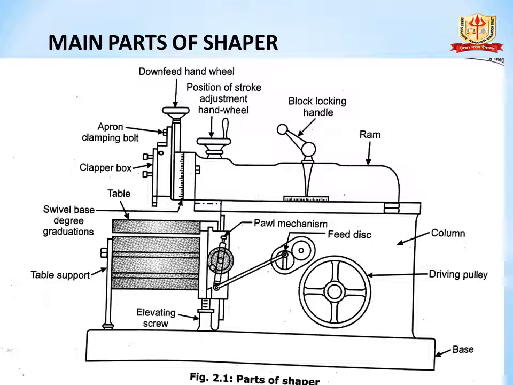Fifth part is a table. Table is a solid casting having T-slots on its top surface. It is mounted on the saddle and fixed with bolts. A vise is used on the table to hold the workpiece. The table receives the upward and downward movement from the cross rail and crosswise movement from the saddle.